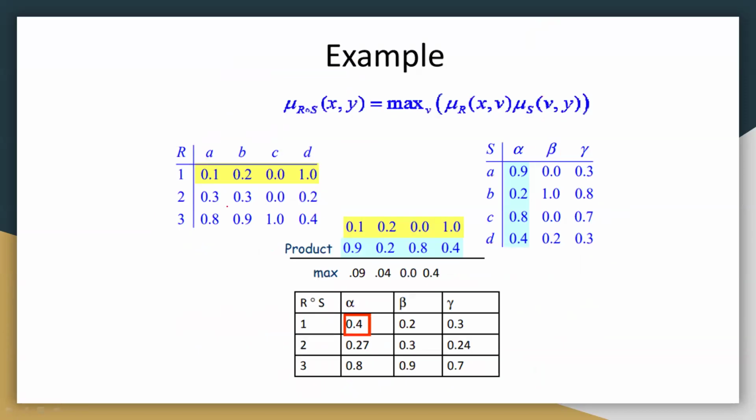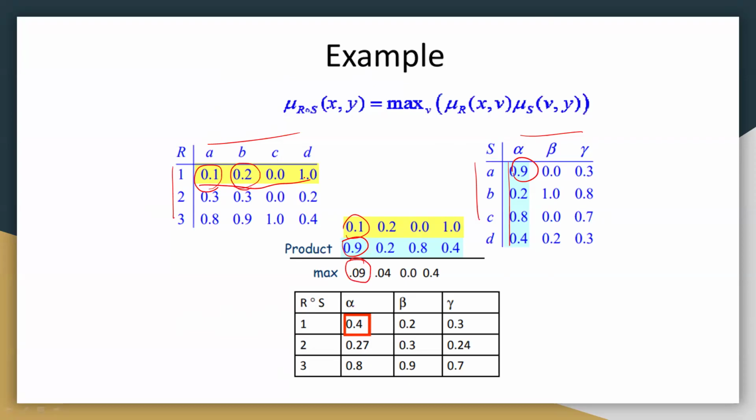Say this is a relation 1, 2, 3 and A, B, C, D and A, B, C, D and alpha, beta, gamma. So for finding the max product, you do it the same way. You take the first row of this and the first column of this, and find the product between each of the elements. Earlier, we used to take the minimum of 0.1 and 0.9. Here, we're going to find the product. So 0.1 and 0.9 are written in parallel and we find the product, that is 0.09.